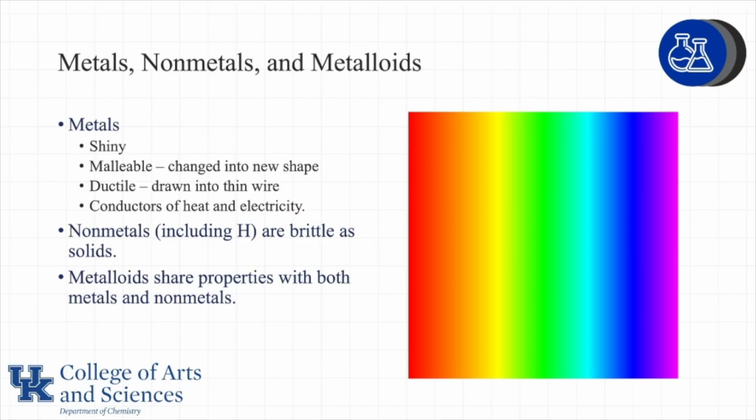Nonmetals, including hydrogen, so hydrogen's a nonmetal, even though it's on the left side of the periodic table, are very brittle when they are solids. And metalloids are kind of a happy medium between the two of those things. All of these properties happen on a spectrum, a gradual change from one to the other. We don't see a hard and fast line where something is a metal and then a nonmetal, hence the metalloids, which are more in that transitional area.